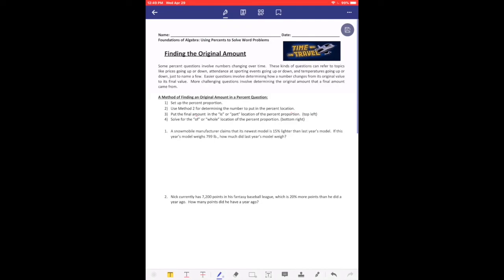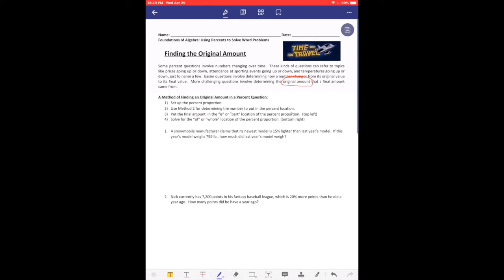Easier questions involve determining how a number changes from its original value to its final value. More challenging questions involve determining the original amount that a final amount came from. So in today's lesson, we're going to be finding the original amount, and we'll be doing the more complex problems. Here is a method of finding an original amount in a percent question.